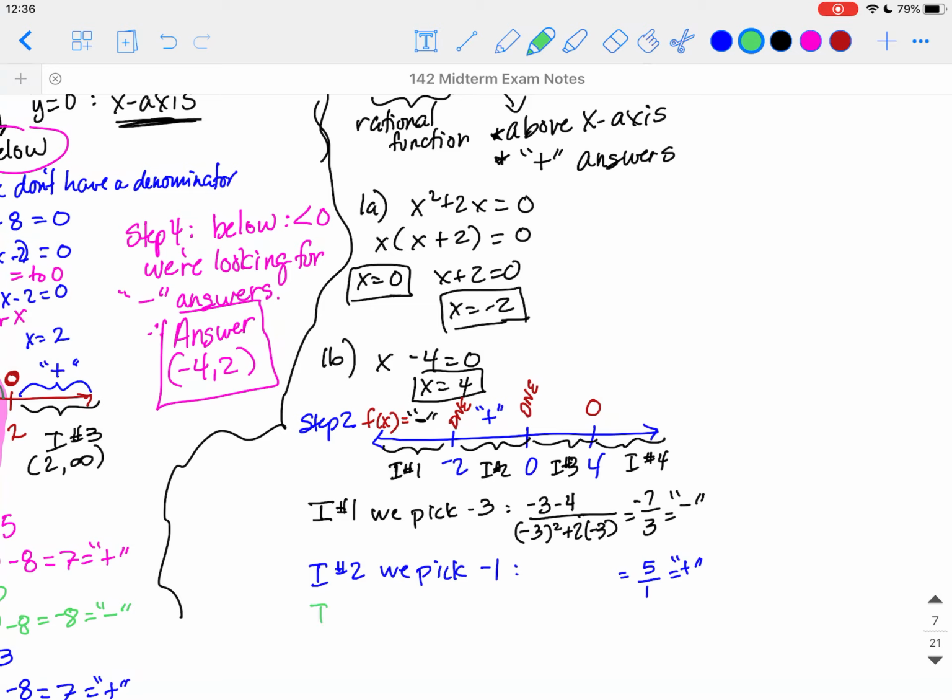For interval number 3, it has to be a number between 0 and 4. So let's say we pick 1. And after you do the whole substitution, you get negative 1. So again, makes it negative.